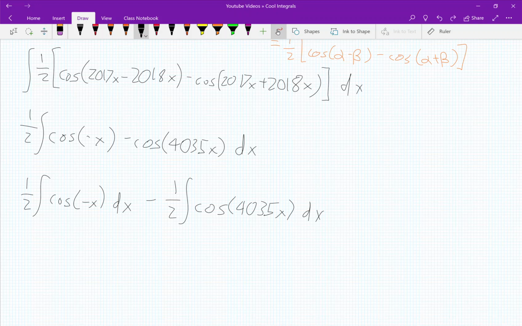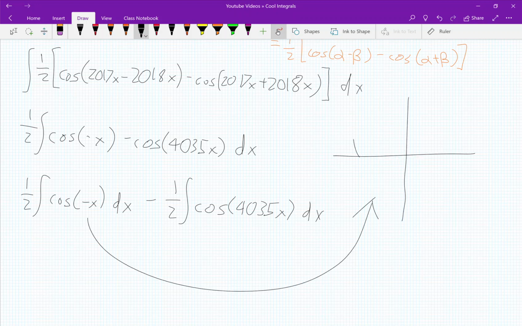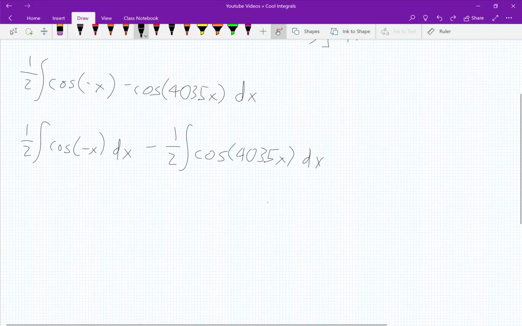So if we remember from the cosine graph, the cosine graph looks something like this. And you can see it's an even function, where the graph is just a reflection across the y-axis, where cosine of x equals cosine of negative x. So we can just substitute this in, where we use cosine of x equals cosine of negative x to make this much simpler. We just have the integral of cosine of x dx, which we know because the antiderivative of cosine of x is just sine of x.